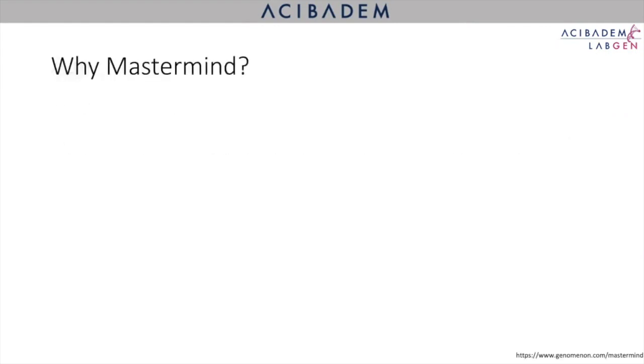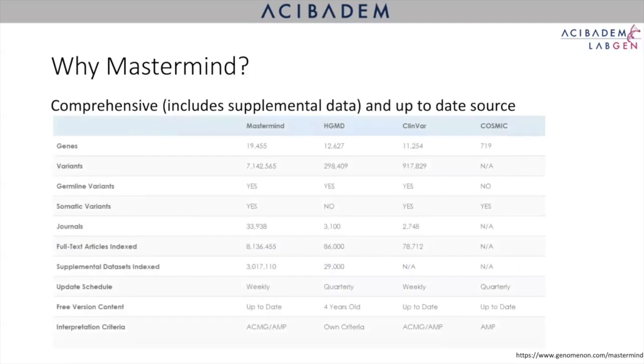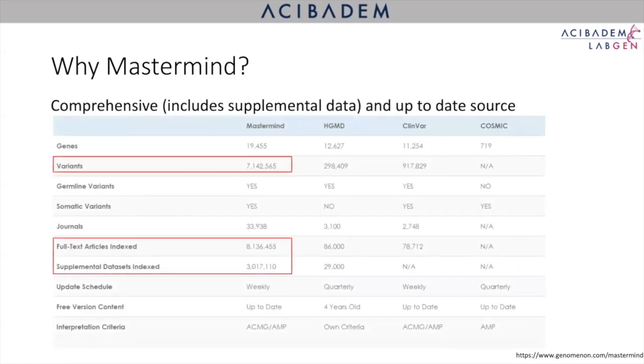So we have been using Mastermind Professional Edition since January 2021 and have implemented it in our SNV and CNV search. And why do we use Mastermind? It is comprehensive, and compared to other sources, it has an impressive number of variants and publications, and it also includes supplemental data, which is very important. And it is updated weekly rather than quarterly.